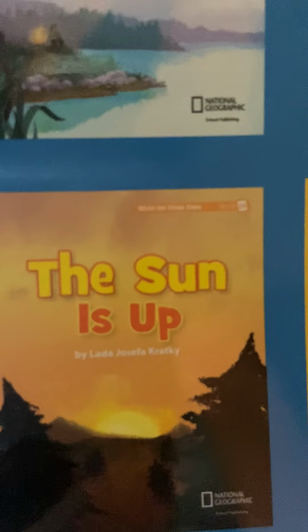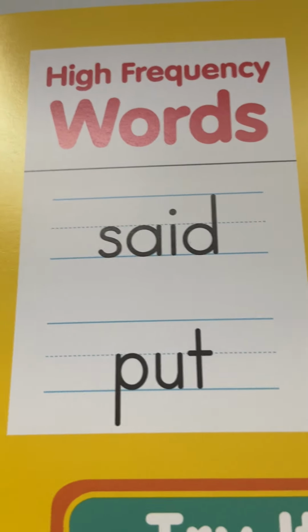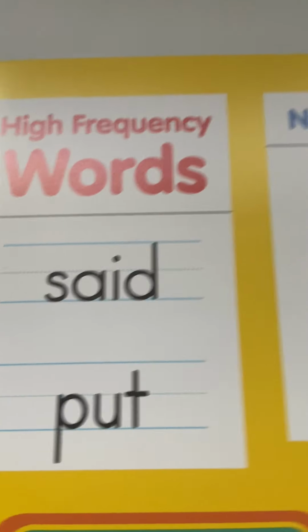Well, we read Look. We did not read Pass the Tape. I skipped that one because it was a short A book. The Sun Is Up, we read a different short A book. And here is A Home for Fox. And then I always like to go to the last page. Here are our sight words, said and put.